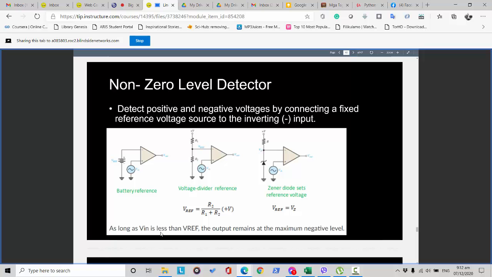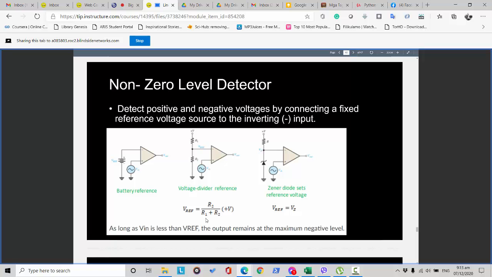Now, as long as the input voltage is less than the reference voltage, the output remains at the maximum negative level. Therefore, if the input voltage is greater than the reference voltage, the output will switch to its opposite level.